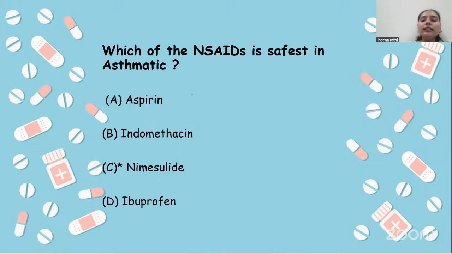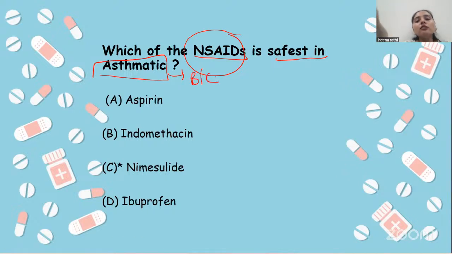Now, which NSAID is safest in asthmatic patients? We have to see what is safest for asthma. What is asthma? Asthma is a condition in which there is bronchoconstriction in the person, because of which there is difficulty in breathing. And what is the mechanism of action of aspirin? Aspirin is going to inhibit the COX enzyme. Because of the inhibition of the COX enzyme, prostaglandin is decreased.